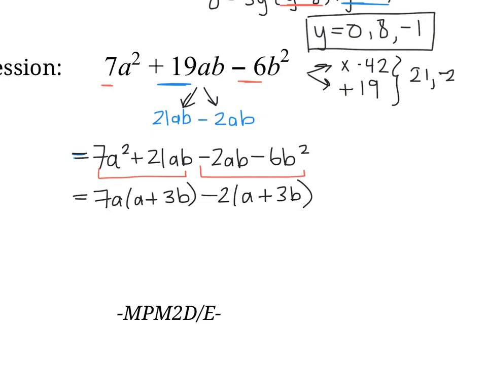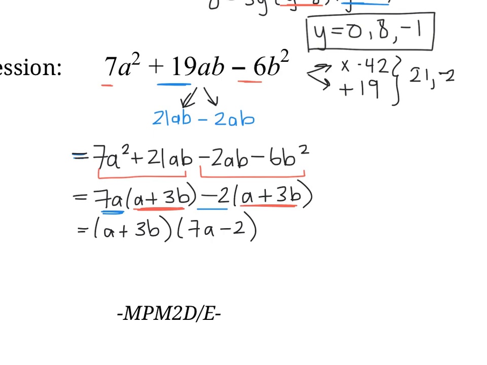And magic has happened. A common factor, a common binomial has come out of these two terms. So we're going to take out our common binomial, our common factor, which is a plus 3b. And write what's left over. Left over was 7a minus 2. So left with 7a minus 2. And we think we're done, but let's expand this to triple check.